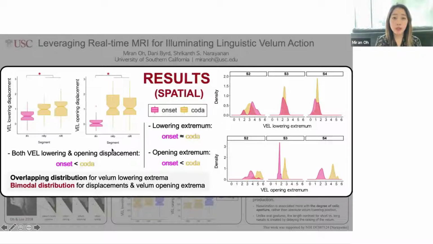With regard to the velum's maximum vertical lowering, this lowest position of the velum does not distinguish onset nasals from coda nasals. Instead, it is the velum's opening extremum that significantly separates onset nasals from coda nasals, with onset nasals showing less extreme velum opening than coda nasals.